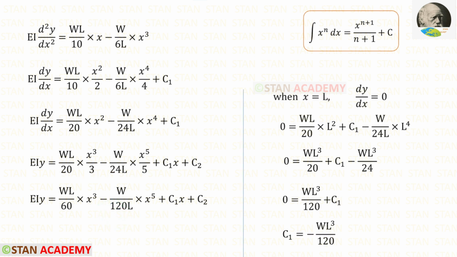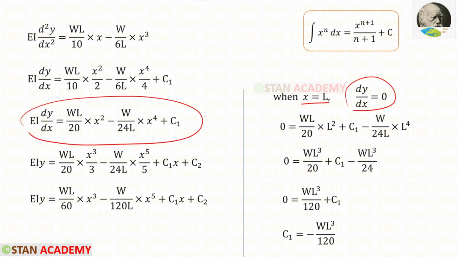We know that at the point A, there is a fixed support. In the fixed support, there will be no slope. So when x is L, the slope dy upon dx will be 0. In this equation, let us apply both of them. So for C1, we will get minus WL cube upon 120.